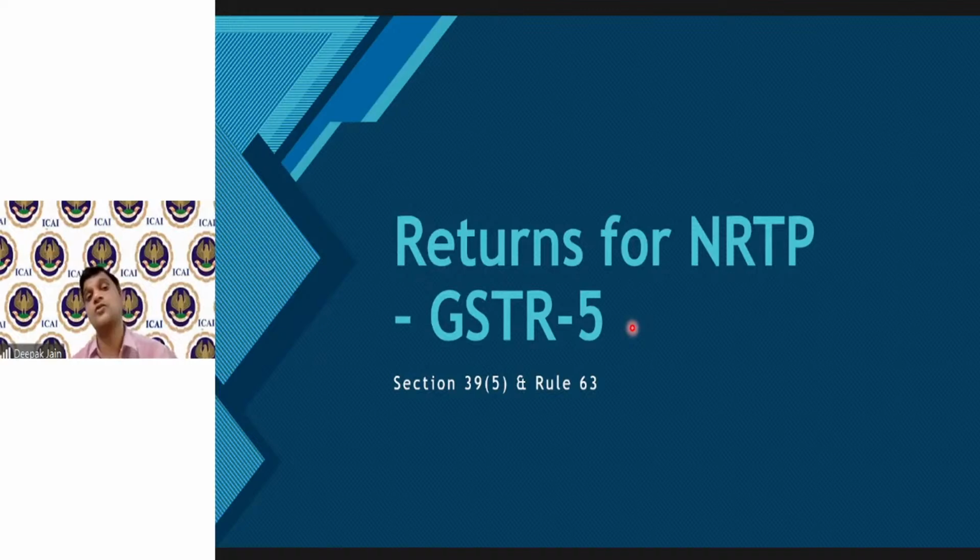But from composition to regular, you can move any time because why? The composition limit is 1.5 crores, right? If you cross 1.5 crores, then you have to move to regular, which we have discussed in the last class. In that case, you will have to move in between the year. You don't have to wait for the year end. From composition to regular, you can move any time of the year. From regular to composition, you have to do only at the year end.